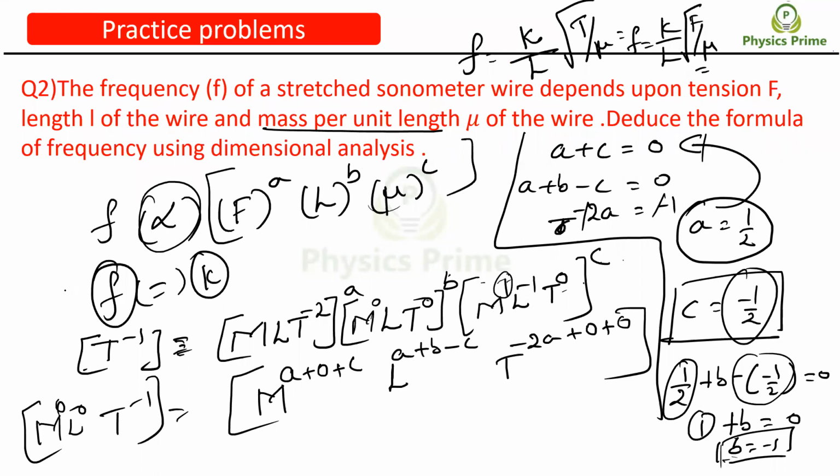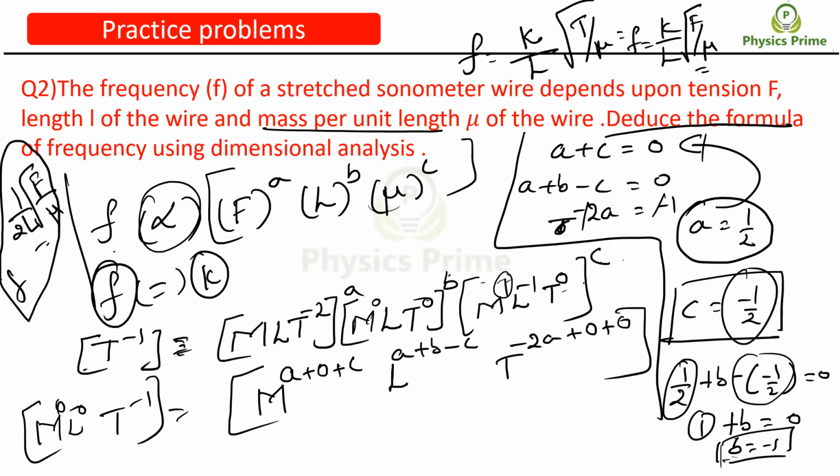So now by experiment, what is the formula? It is found to be 1 by 2L into root over F by mu. This formula you will study in the 11th class ending in a topic called wave motion. In this topic, you don't think about the concept and all. You have to equate dimensions and get the answer. Yes, sir. So you saw this question. That is why, deduce the formula of frequency using dimensional analysis. On which quantities it is dependent, it is given here. Correct? Yes, sir.